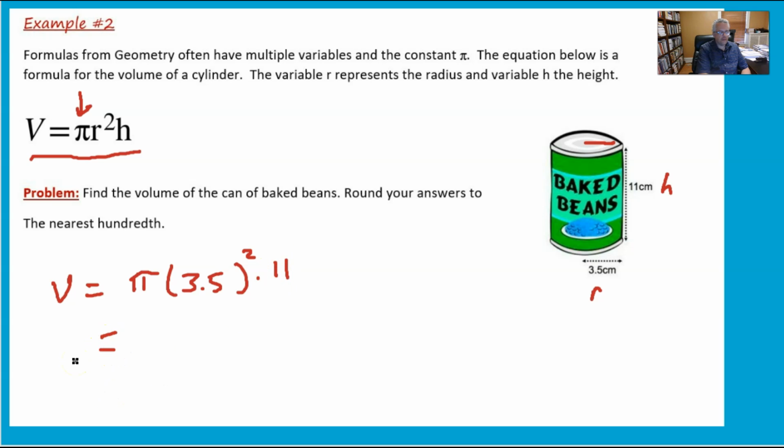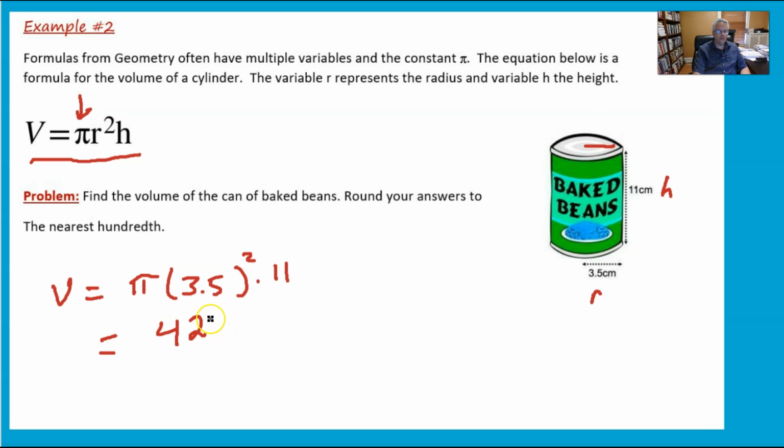We just grab our calculator. You may have to find the pi button, but we're going to do this. Second pi times 3.5 squared and then times 11. All right, and we get a decimal approximation. It's about 423.3.